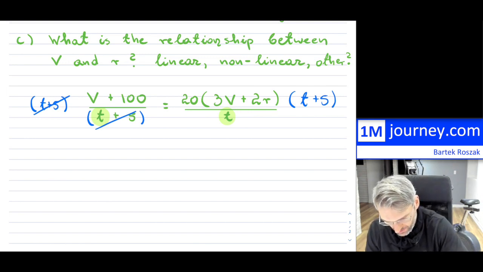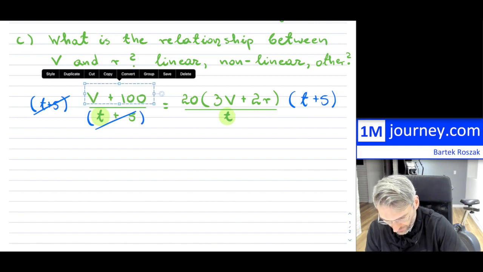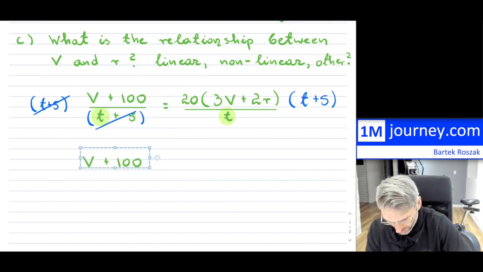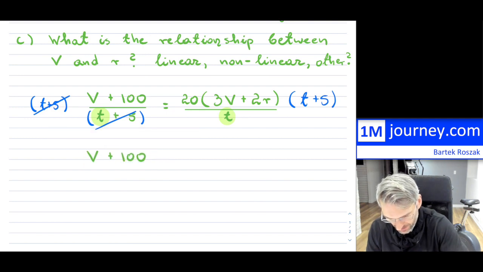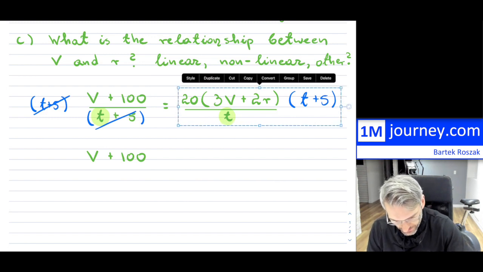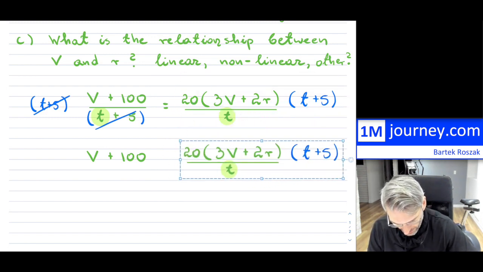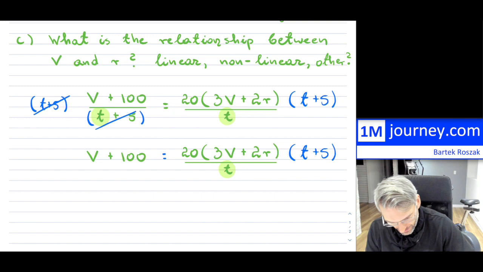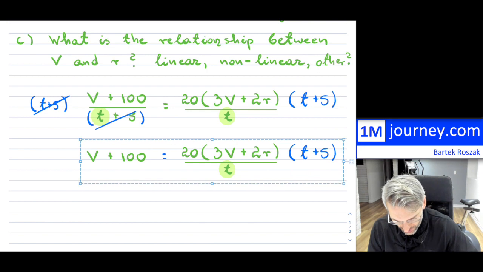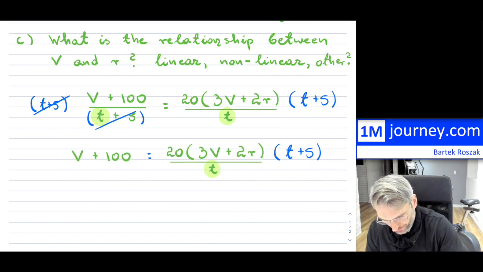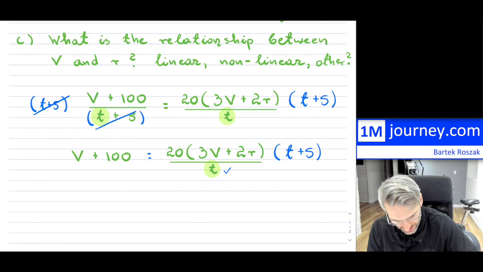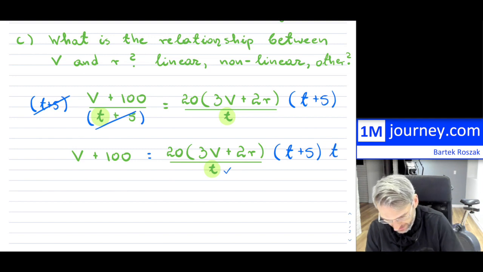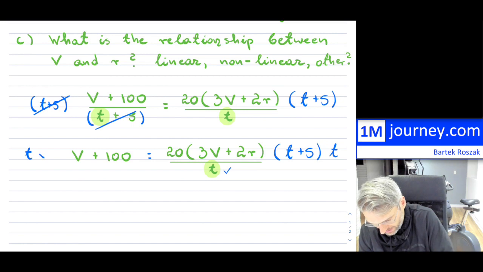That leaves me with v + 100 on the left-hand side, and all of this junk on the right-hand side. I'm going to leave the junk for the moment on the right-hand side as it is. However, now I do want to get rid of that t on the right-hand side in the denominator. So I'm going to shift this just a little bit. If I want to get rid of this t, I'm going to do the same thing: multiply both sides by t.